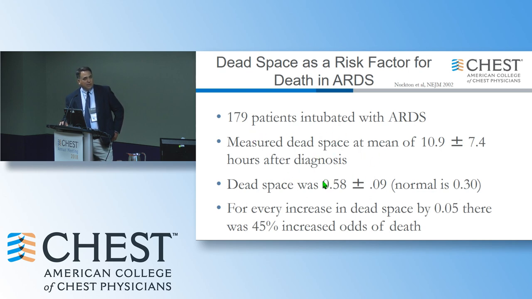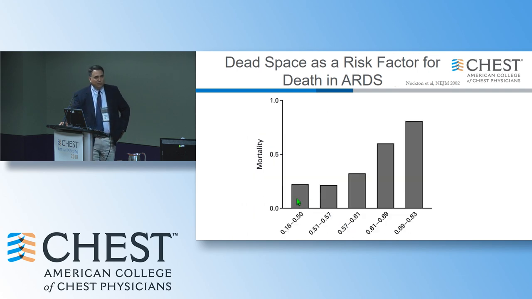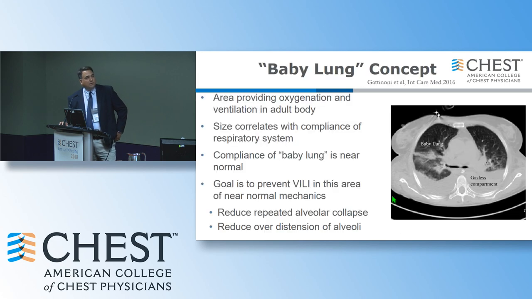They measured the dead space about 10 hours after the diagnosis, so early into the disease, and they found that the dead space was severely elevated. For every increase in dead space by 0.05, there was a 45% increase in the odds of death. So if it goes up by 5%, you have a 45% greater chance of dying from the disease. When they created quintiles and plotted their distribution plot, you can see that the mortality was greatest in those that had dead space in that 70 to 80% range.